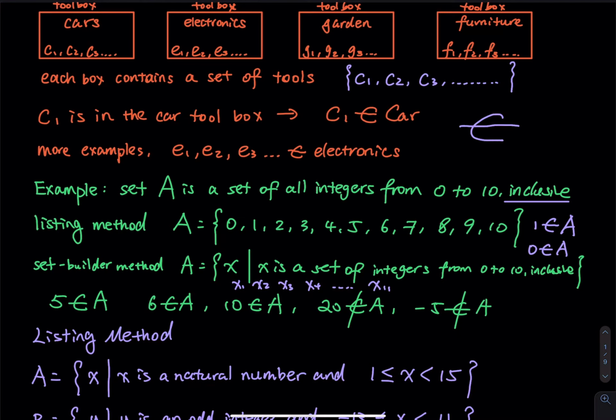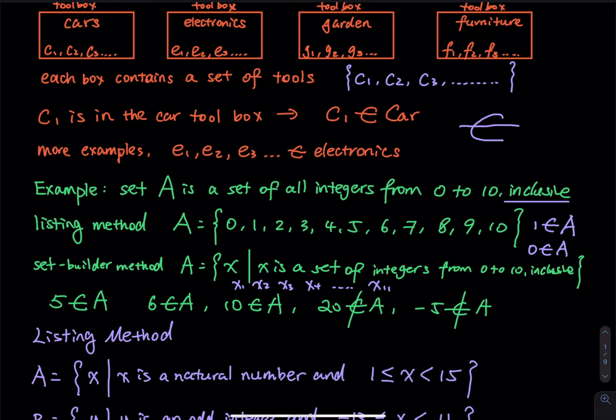So if you want to say a specific element is inside a set, for example 5, you say 5 ∈ A. That means 5 is an element of set A, or 5 is inside A. 6 is inside A, 10 is inside A, but 20 and -5 are not in set A at all. So you say 20, and then you draw an E with a slash. Slash means not an element of, or not inside set A. -5 is not inside A. That's why you write an E and cross it out, and that means not an element of set A.